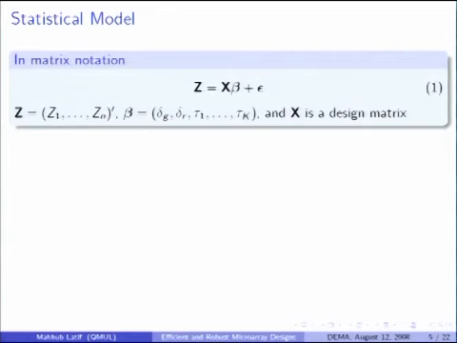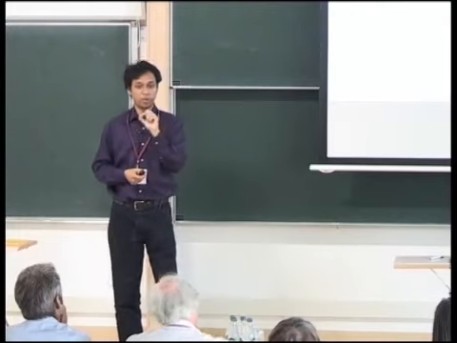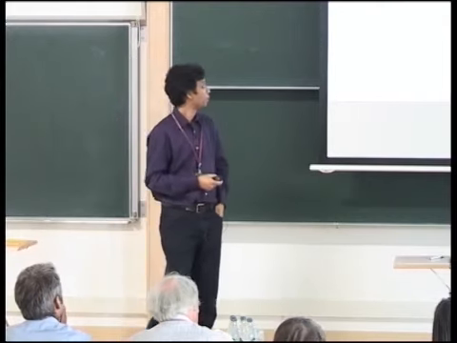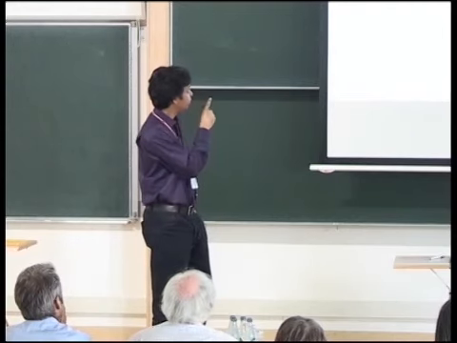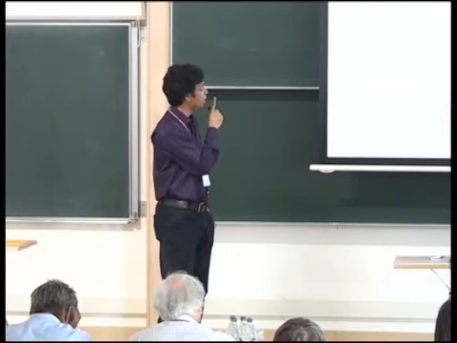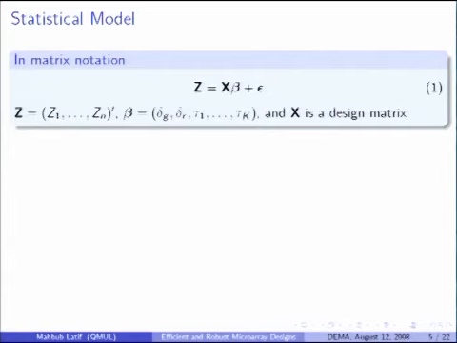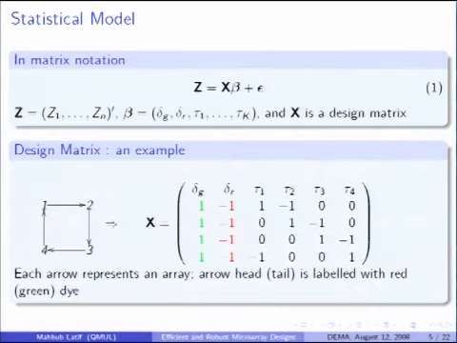This model we can write in matrix notation as in equation 1, where Z is a vector of n elements, Z1, Z2, up to Zn, and each Z value comes from one array. And the parameter vector beta contains both the parameters corresponding to the dye effect and treatment effect. And X is the design matrix, and what is the form of X?